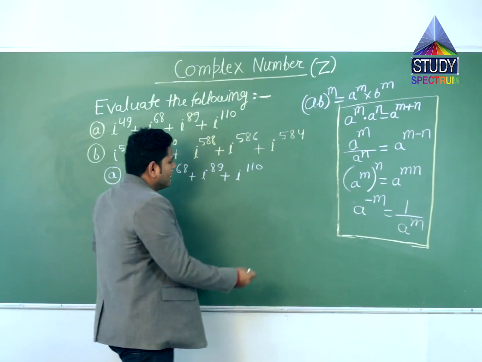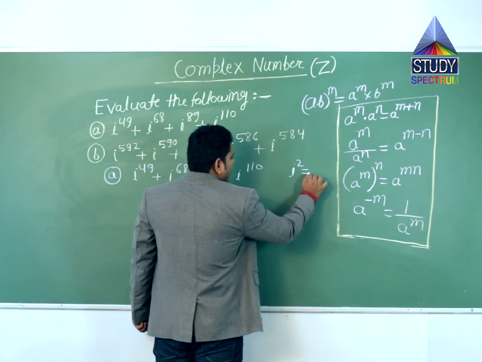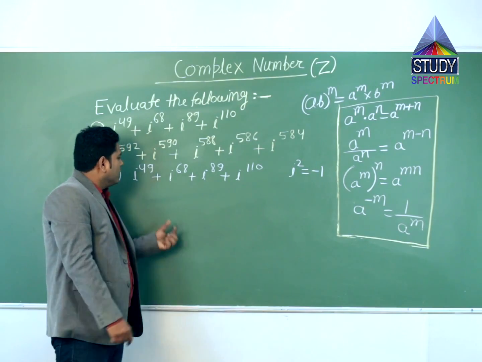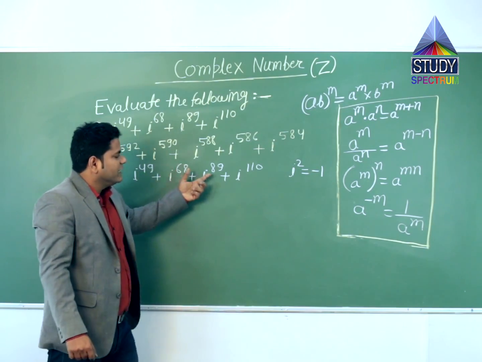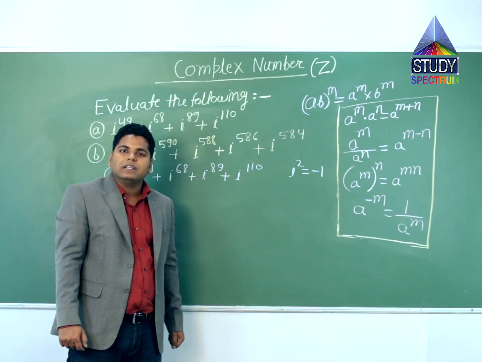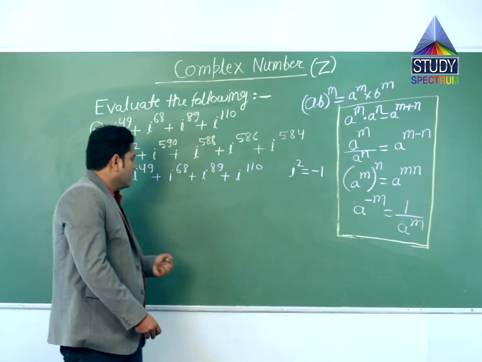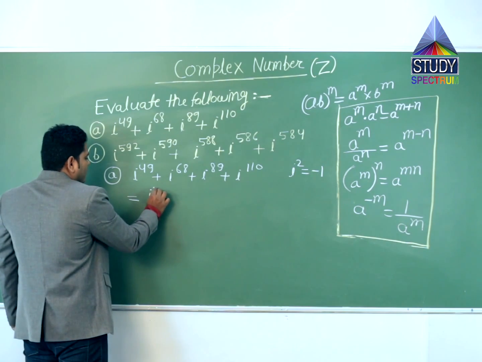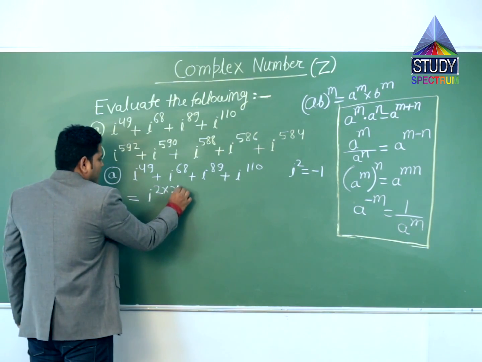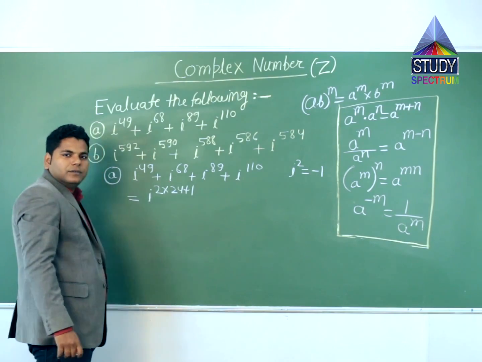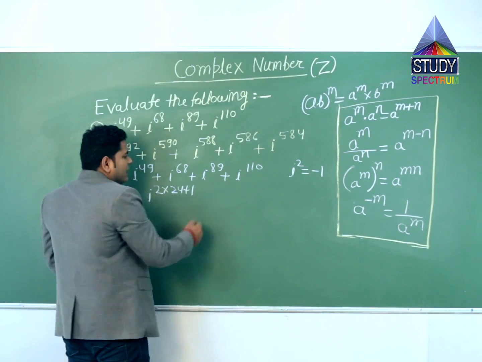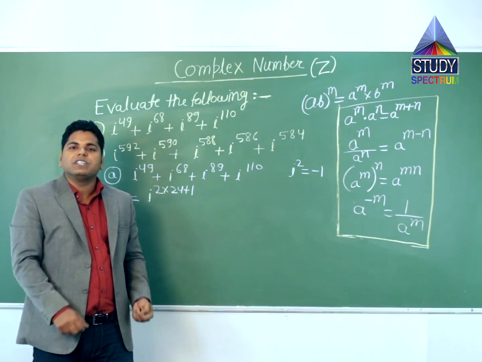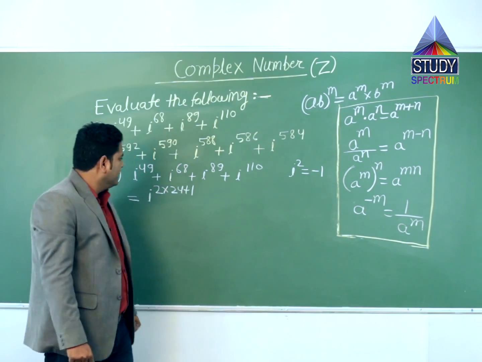Okay, and we know that i square equals minus 1. So first of all, we will express each and every exponent in terms of 2. Thereafter we will proceed. So i to the power 49 can be written in terms of 2 as 2 into 24 plus 1. It means we are dividing 49 by 2, so you will get quotient 24 and remainder 1.